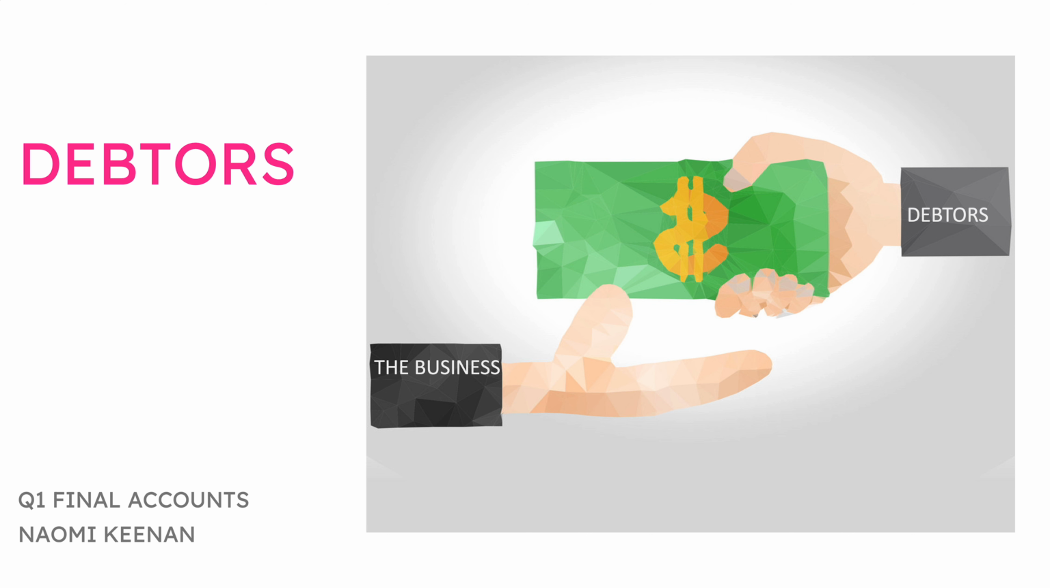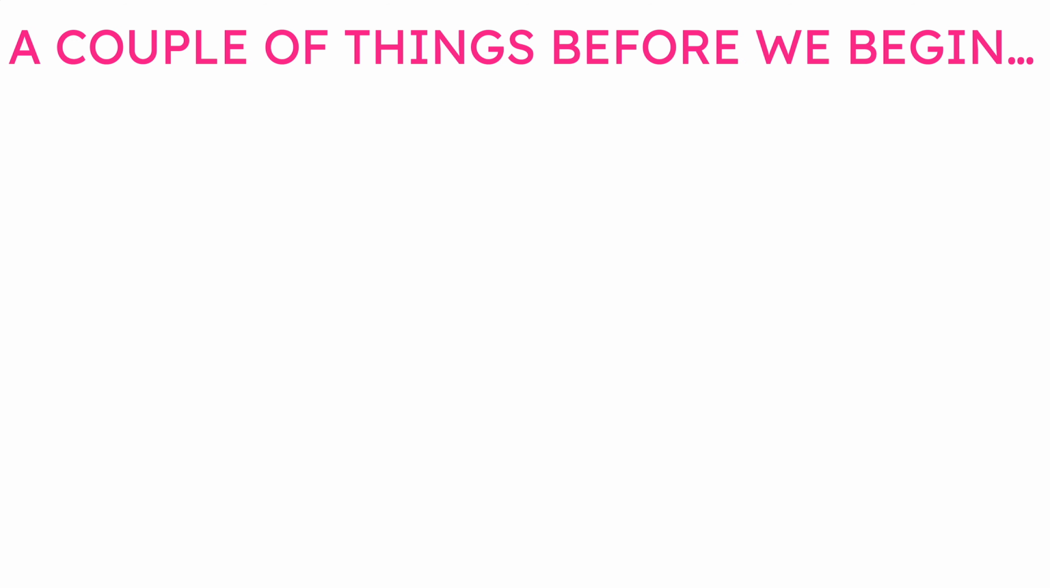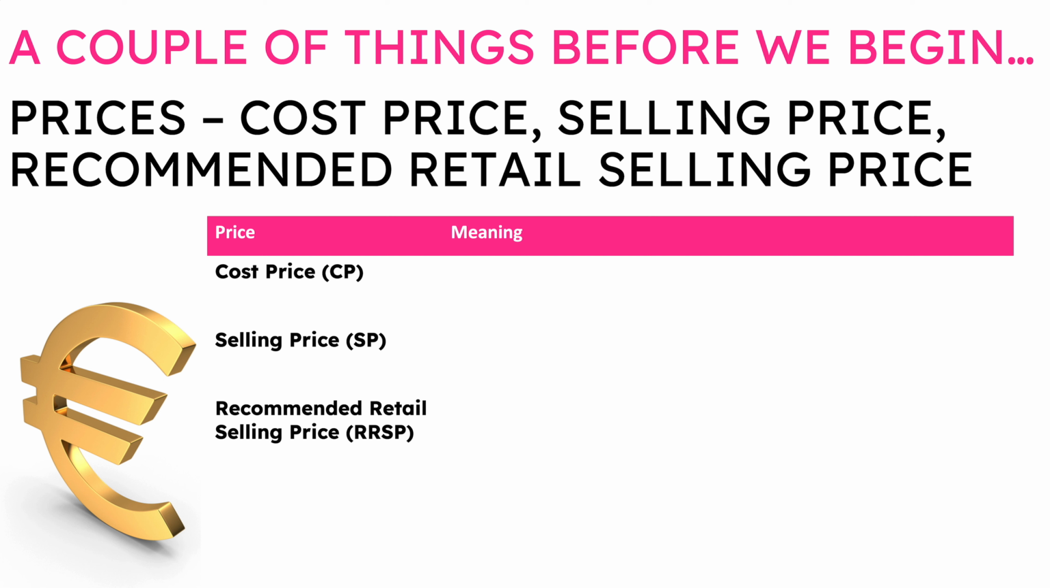In this video, we're going to be taking a look at debtors adjustments from final accounts. So they do appear in every single year. They're very popular, quite a bit more popular than creditors adjustments. So a couple of things before we begin, we need to look at different types of prices that you might come across in the debtor adjustments.